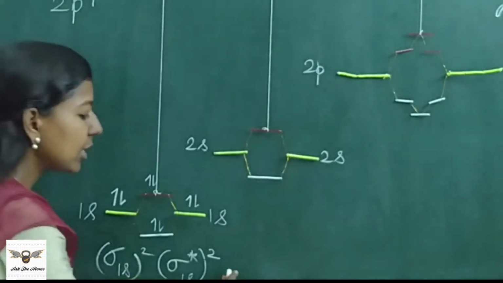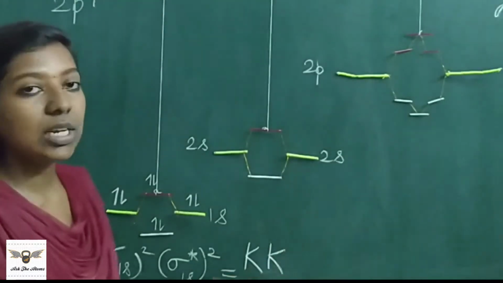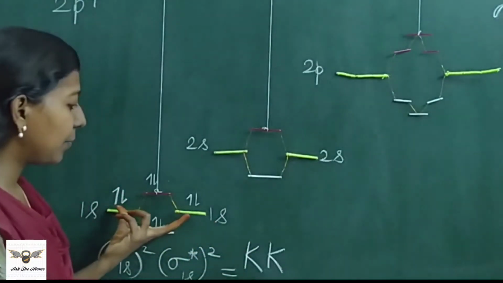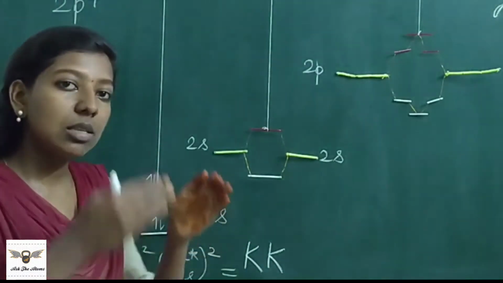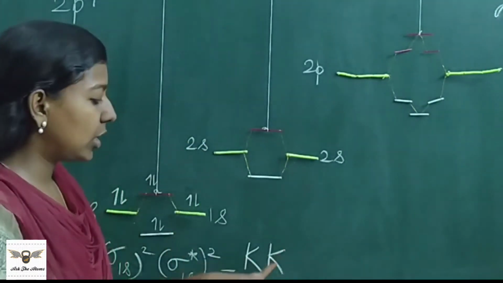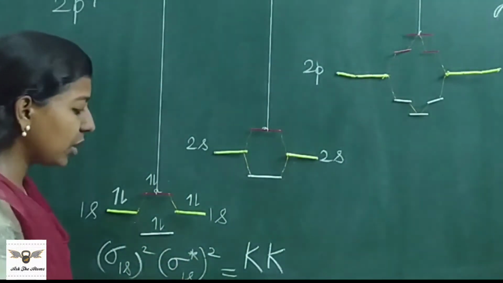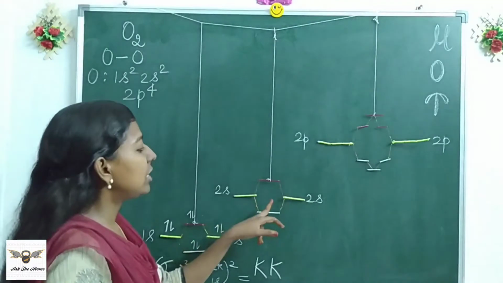So I take this as equivalent to KK. This KK denotes the K shell. This is the K shell, the first shell, 1s, that is the first shell, first period. You call it the K shell. So the simplest form of writing this configuration is KK. Now come to the second.